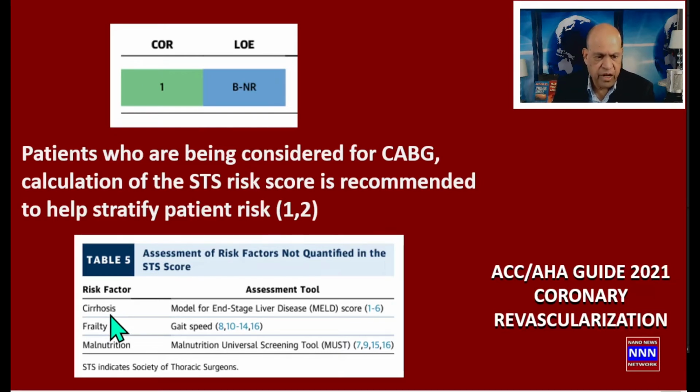We also need to take into account certain other conditions such as cirrhosis and malnutrition, which is very common in the elderly population. How functional is that person? If that person is barely getting around, then you really need to seriously question what coronary artery bypass surgery is going to do for this patient in the long run. A serious question we should be asking ourselves even before we talk to the patient.